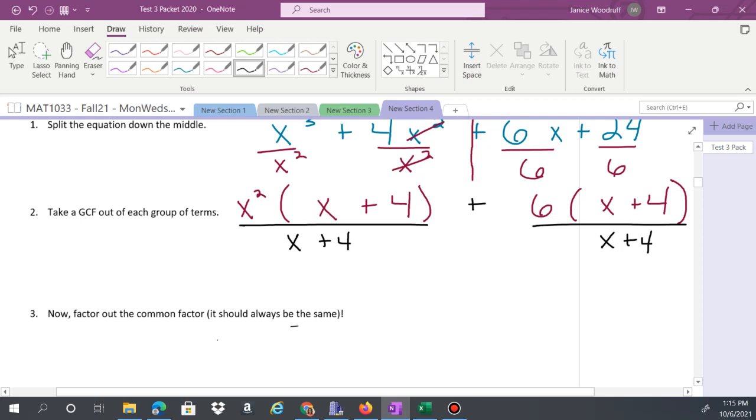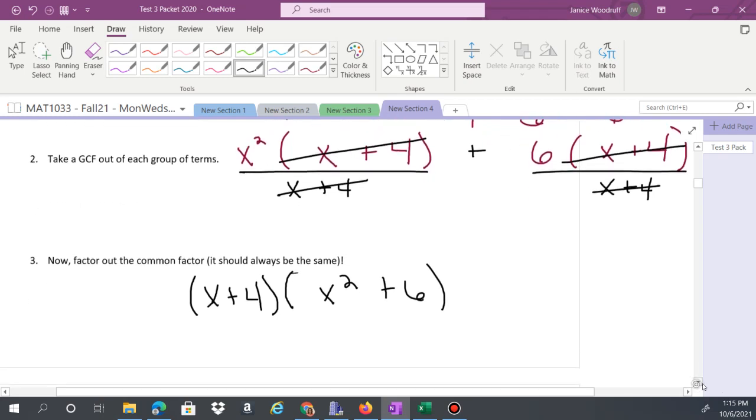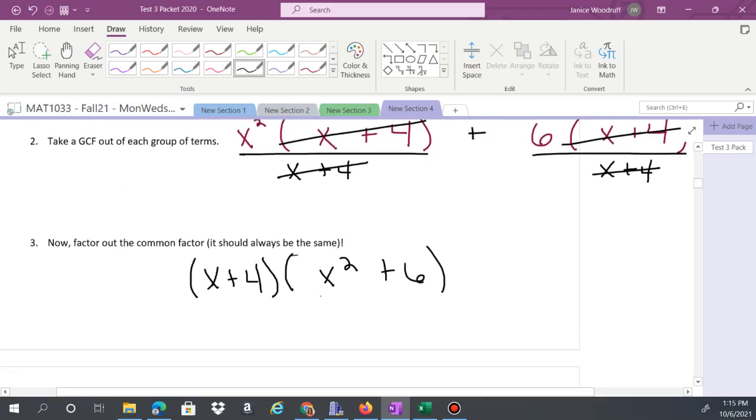So my GCF is x plus 4, and since it's more than one term, I'm going to give it parentheses. And then I put a parentheses and I write what's left. So after I take out an x plus 4, they cancel out and I'm left with an x squared right here. And over here, when I take out an x plus 4, I'm left with a plus 6. And there's my factors, x plus 4, x squared plus 6.